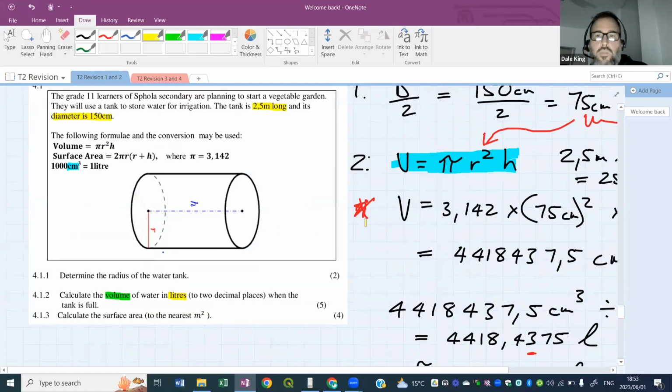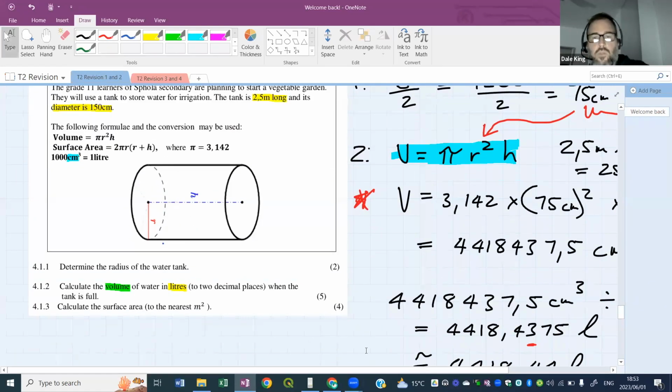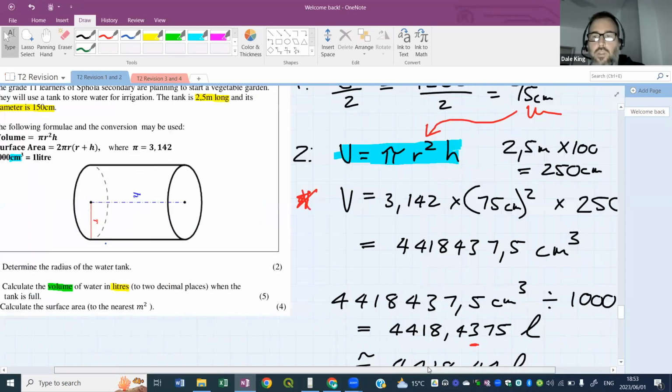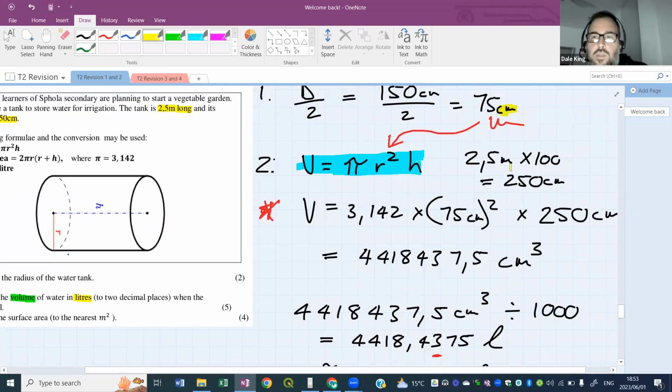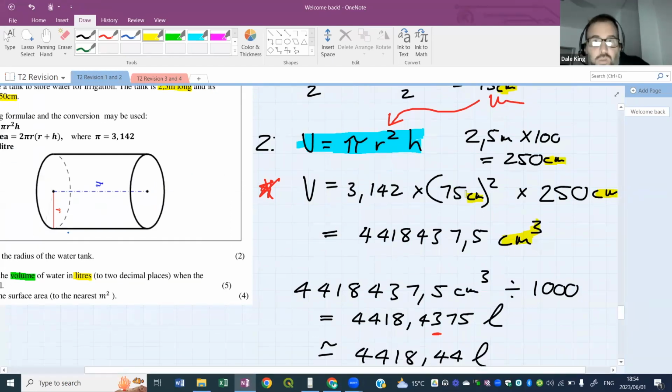So what we did in this question, there's the formula for volume, highlighted in light blue. And I said, I want all my units in centimeters, please. So we worked out the radius already in centimeters. Then I took the 2.5 meter long dimension and I changed it to centimeters there. Now I've got centimeters in my formula. So there's my centimeters and there's my centimeters, and they're going to give me centimeters cubed. That's what I wanted. I could have worked in meters, but I saw that the conversion had centimeters cubed, so I'm going to stick with centimeters cubed.